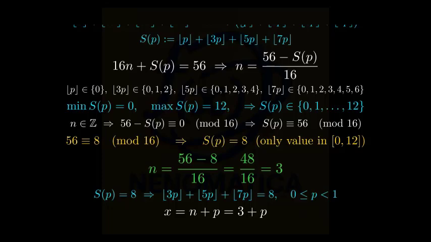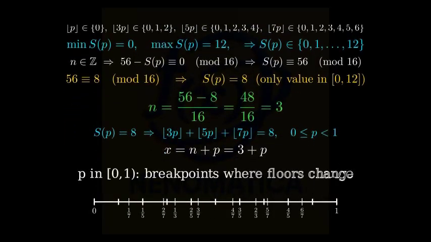To see where the sum of floors equals 8, we plot all fractional breakpoints for 0 to 1. We place a number line with each rational breakpoint for 3p, 5p, and 7p. Now, by checking the intervals, the only segment where the sum equals 8 is p from 3/5 to 2/3. We shade that interval and label it as a left closed, right open interval.